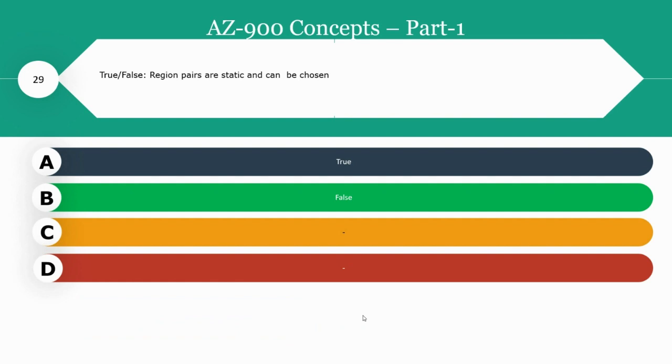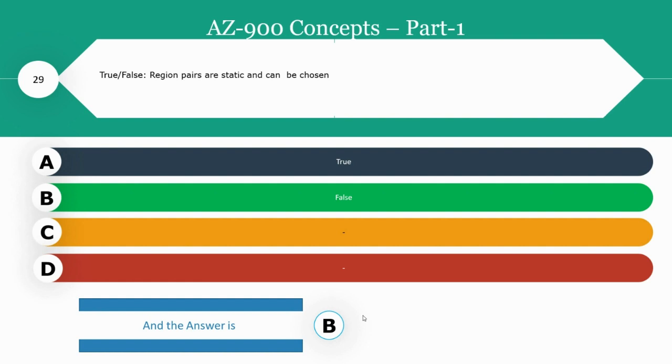True or false? Region pairs are static and can be chosen. The right answer would be option B. Region pairs are static and cannot be chosen. Azure regions in a pair have a direct connection, which brings additional benefit to using them together.